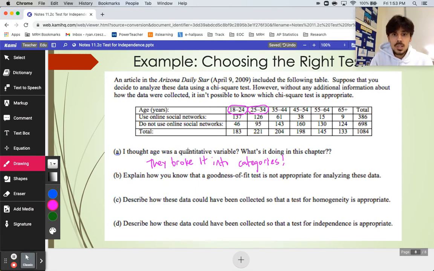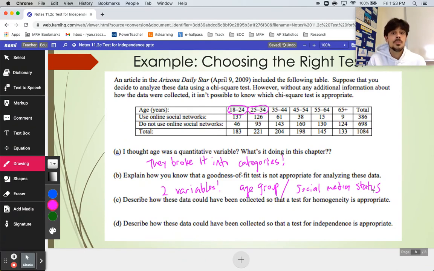All right, why is goodness of fit not appropriate? Well, we have 2 variables. We have age, or age group, and we have social media status. So if you have 2 variables, you can't do a chi-square goodness of fit test.